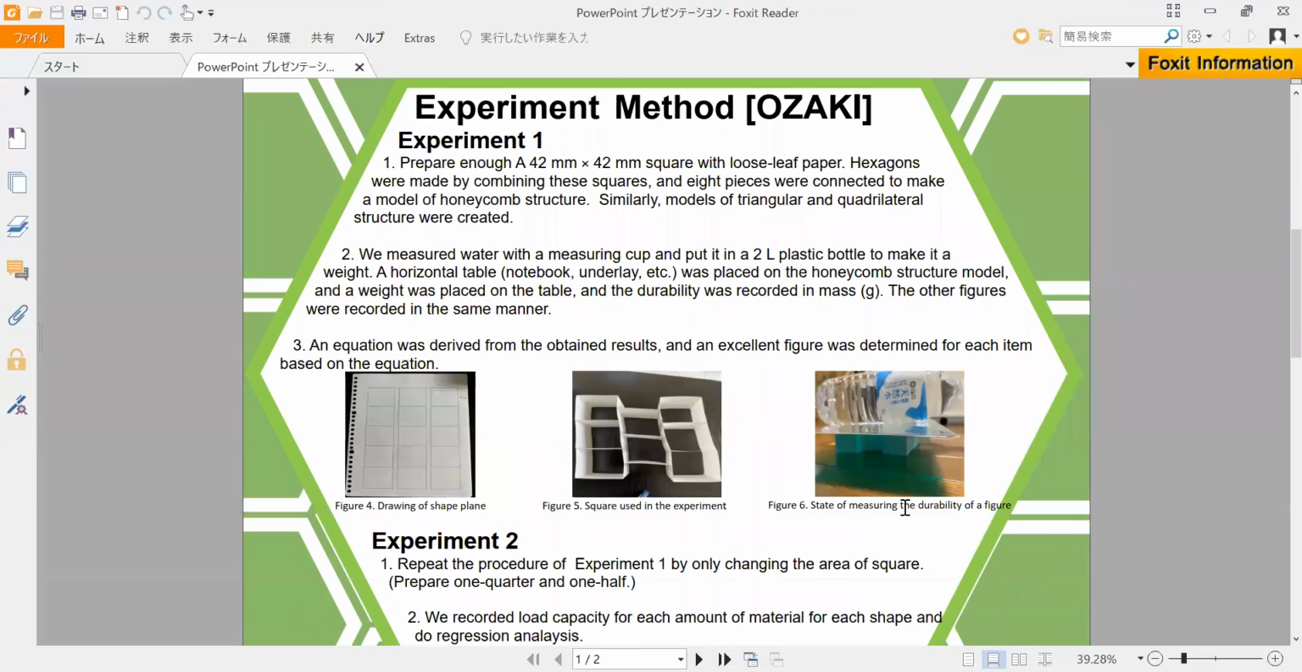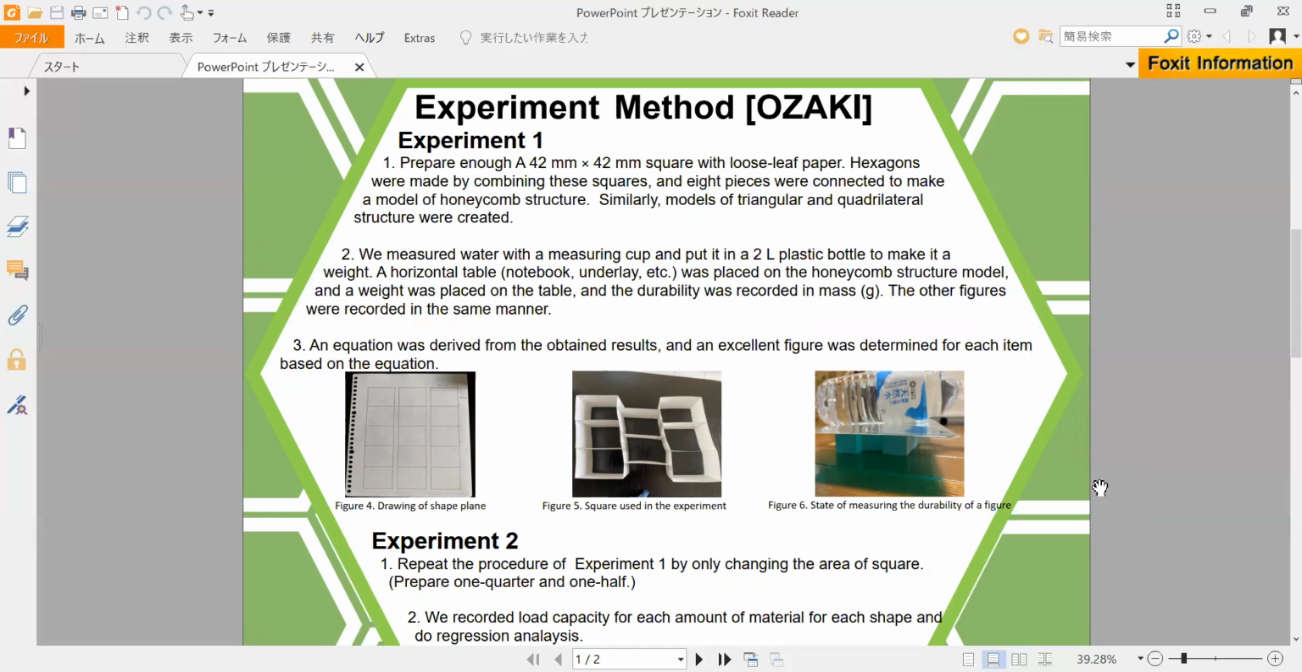I'm Shota Ozaki. We devised it to be used so that everyone can experiment remotely under the same conditions. Also, when creating the figures, the size of the surface was decided in advance under the same conditions. How to create them is as shown in the poster. The experiment is performed as shown in Figures 4, 5, and 6.